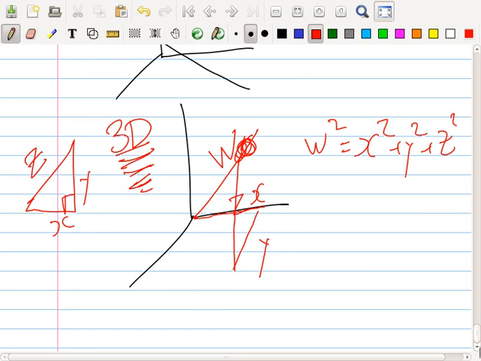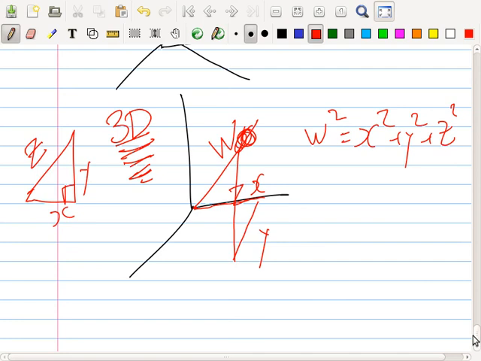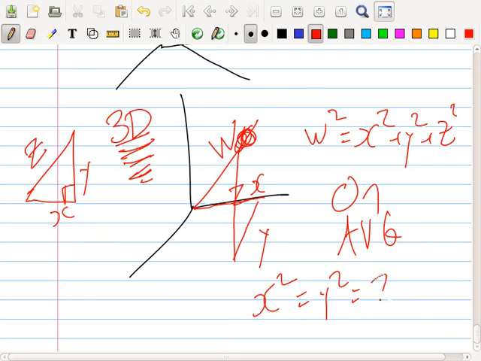Okay. Now, what will happen? The particles are moving like this, all different directions. So on average, x squared will equal y squared will equal z squared. Why is that? If this is speed, we're going to have the same distance, if the particles are moving this way, all different directions, okay?